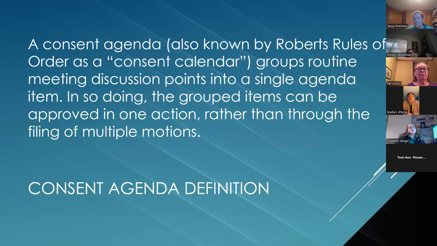Consent agendas, which Robert's Rules also calls consent calendars, are a way to group routine meeting discussion points into a single agenda item, so you're only approving one thing rather than taking the time to go through multiple different motions and discussions. It's typically provided ahead of time, so it can help expedite your meetings.